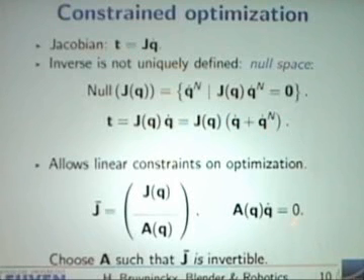You can add a set of linear constraints in velocities so that the Jacobian is extended to a square Jacobian that you can invert normally. This one is not a square one, so it's 6 by n, where n is the number of joints you have here. So you can extend it with linear constraints and then you have a normal Jacobian that you can invert.